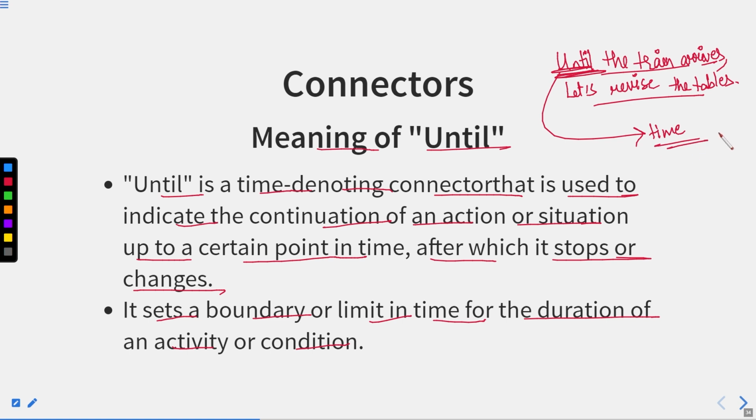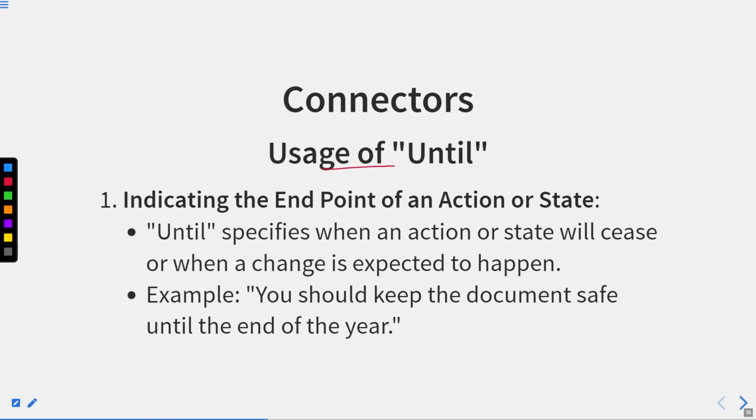So there we can use until. Usage of until: indicating the end point of an action or a state. Until specifies when an action or a state will cease. Cease means stop. Or when a change is expected to happen. You should keep the document safe until the end of the year. It means till the end of the year.